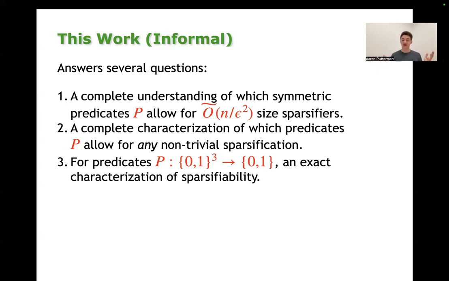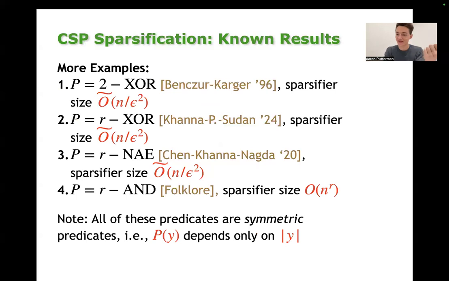And so our first contribution is to give a complete understanding of which symmetric predicates allow for linear size sparsification. Just in the previous slide, we saw that the XOR functions and the not-all-equal function do admit sparsifiers, while the AND function does not admit a sparsifier. And we give a very precise dichotomy theorem, which explains abstractly for all of these CSPs why this is the case.